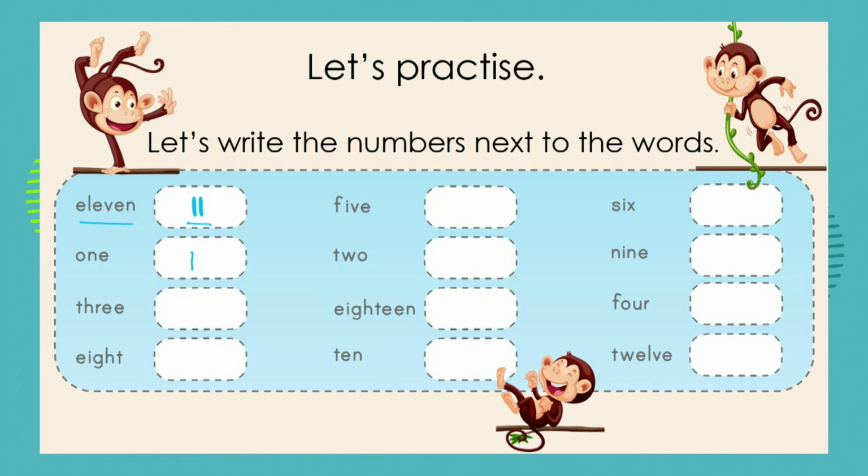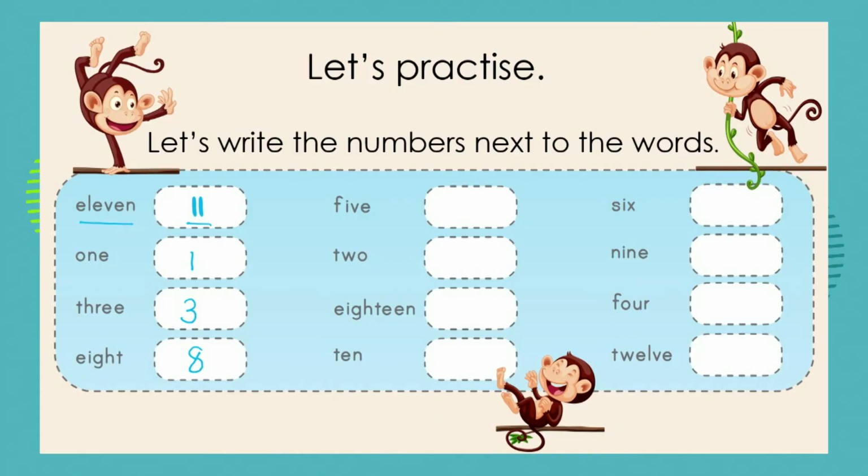The next one is 3. The next number name is 8. So let's write the number 8. Remember grade 1s, I want you to try and practice saying the number names with me as we go through the examples. Let's look at the next one.